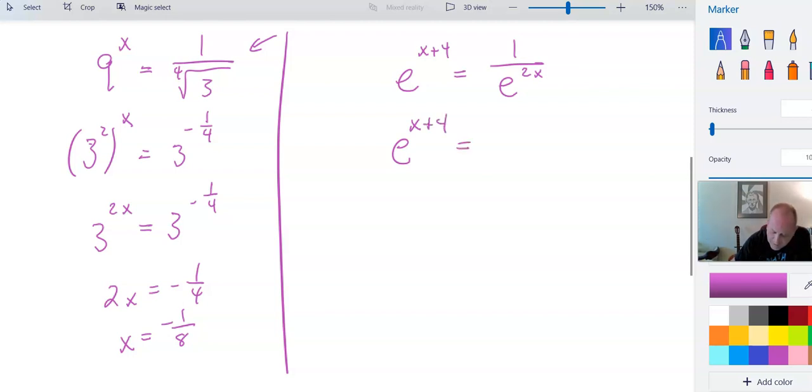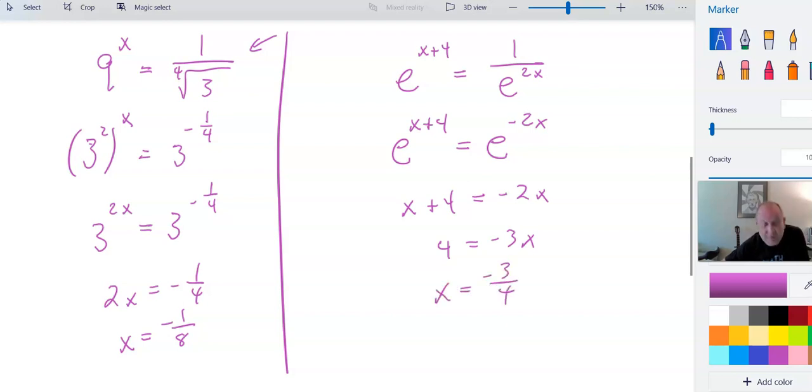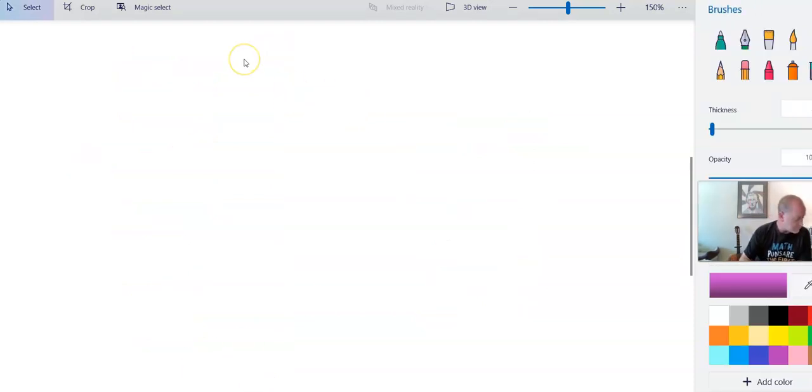The right-hand side, I can rewrite this as e to the negative 2x, right? Bring it to the top and change the sign of the exponent, which means that x plus 4 is equal to negative 2x. So let's see here. If I go ahead and subtract this over, I get 4 is equal to negative 3x. And if I divide by negative 3, I get x is equal to negative 3/4. Right? And so it just comes back down to solving whatever equation falls out of it once you get like bases. Okay. Now let's go ahead and take a look at the next one here.